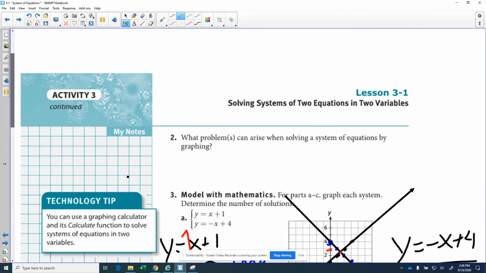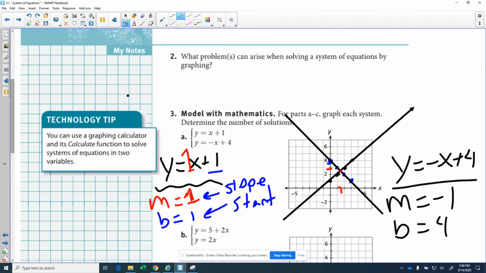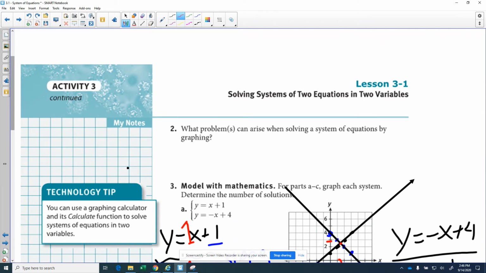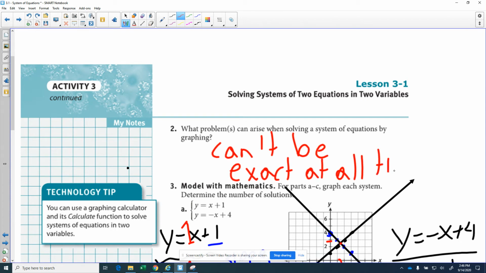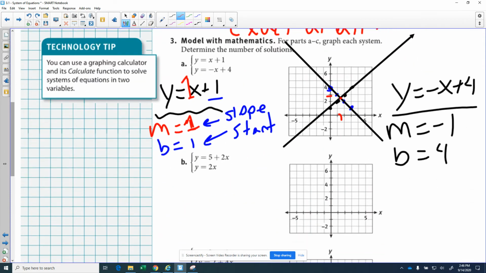So when it asks for problems like this, like what problems can arise when solving a system of equations by graphing, yes, we can figure out, okay, they cross at that specific spot, so we have that answer right there. Unfortunately, it comes out to this specific problem of it's hard to be exact. So it can't be exact at all times. Okay? And this is kind of the key thing with graphing. It is a nice method.